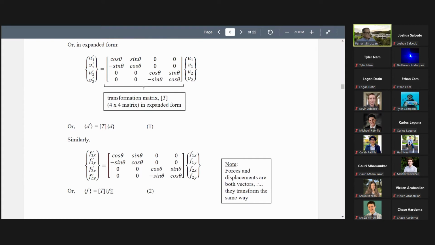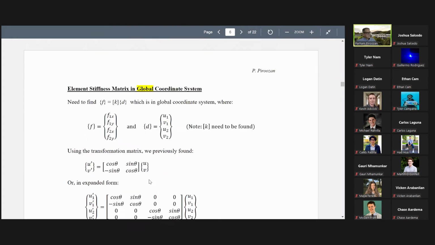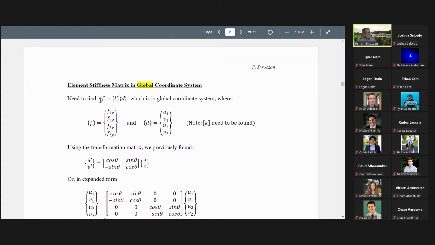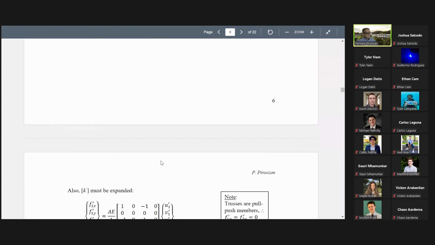All right, very good. So we have our, let's look at this one. We wanted this form, so we need to find this. F is equal to KD. We are good with this one now. We related prime and without prime. We need this K now. This is a 4x1 matrix. This K needs to be expanded here.